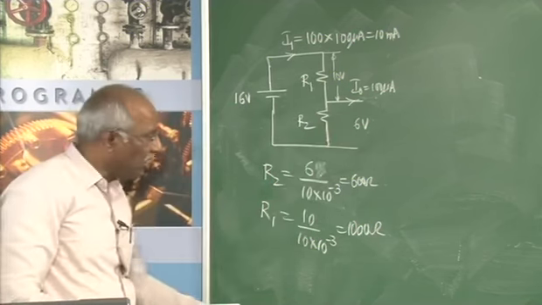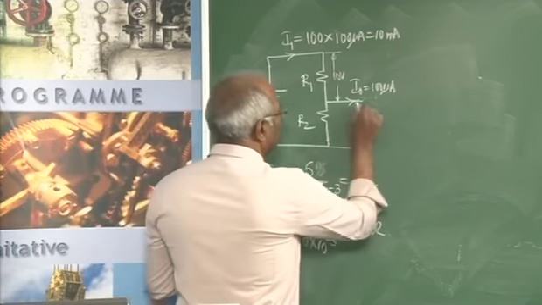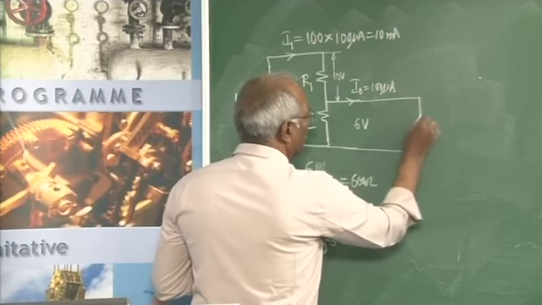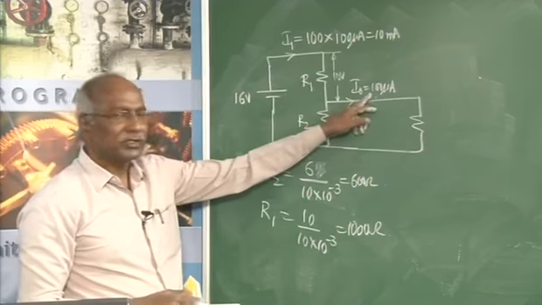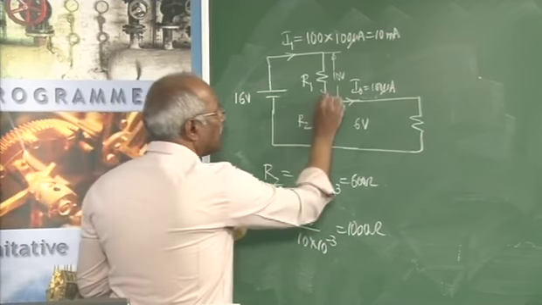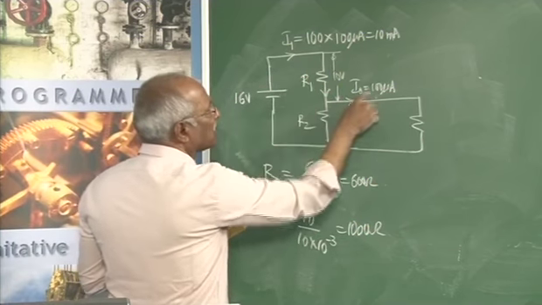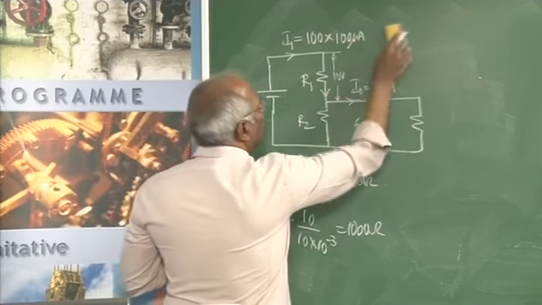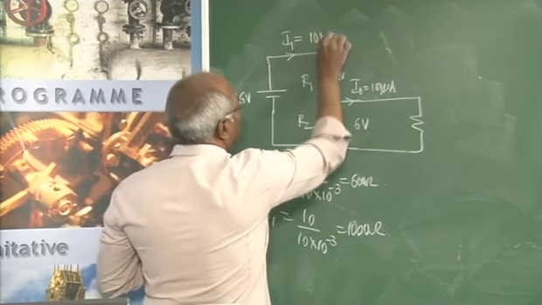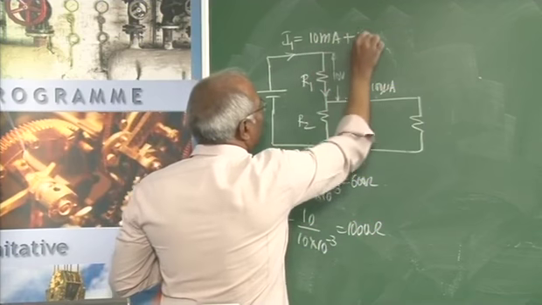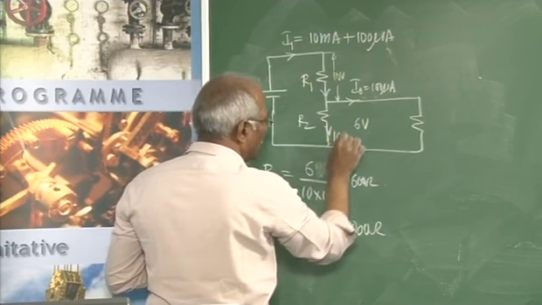However, when it is loaded, what happens? Let us see. When it is loaded, this is connected to a resistance. The current flowing through R2 is still 10 milliamperes. Obviously, the current through R1 must be equal to the current I1 plus the load current. In that respect, the current through R1 will be 10 milliamperes plus 100 microamperes.